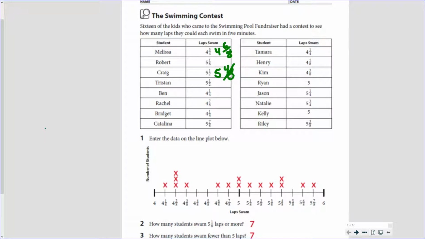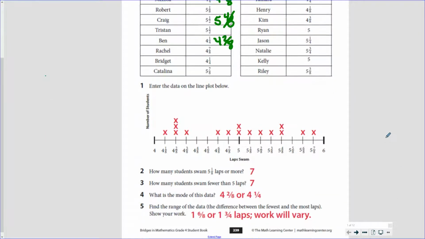We also have Tristan, who has 5 1/2 laps. That would be 5 4/8. Ben has 4 1/4 laps. That would be 4 2/8. And if I continued to go through, then eventually I would have all of those converted into eighths, which makes it really easy then to put it on your line plot. Because if I look at Ben right here and take that 4 2/8, I notice that I can put that right down here. So he would be one of the individual X's right here. So let me move this down so that you can compare your answers.